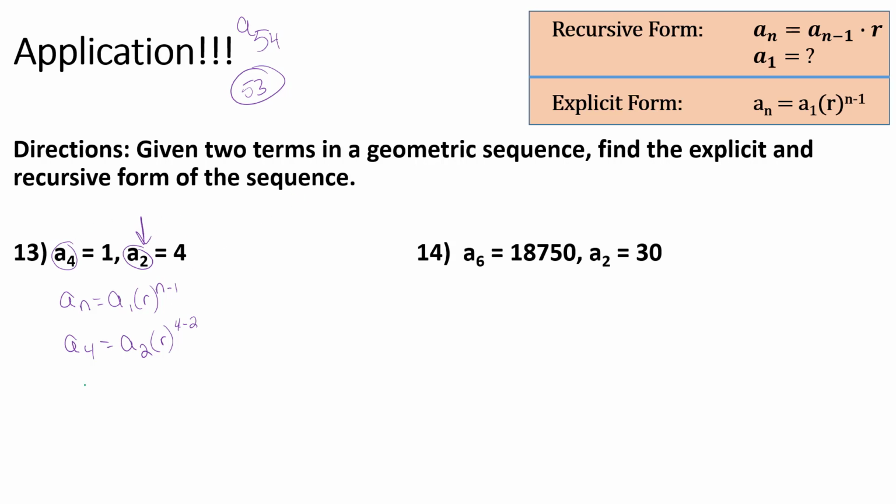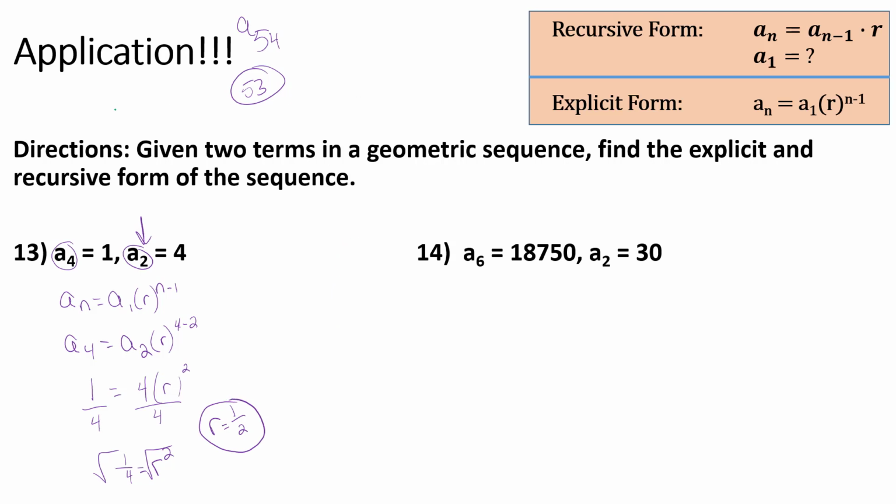So let's substitute values and simplify. A sub 4 is 1 equals a sub 2 is 4 times the rate raised to the second power. And we'll divide both sides by 4. And 1/4 is equal to my rate squared. All right, take the square root of both sides. And r would be equal to square root of 1, which is 1, square root of 4, which is 2. We now know the r value.